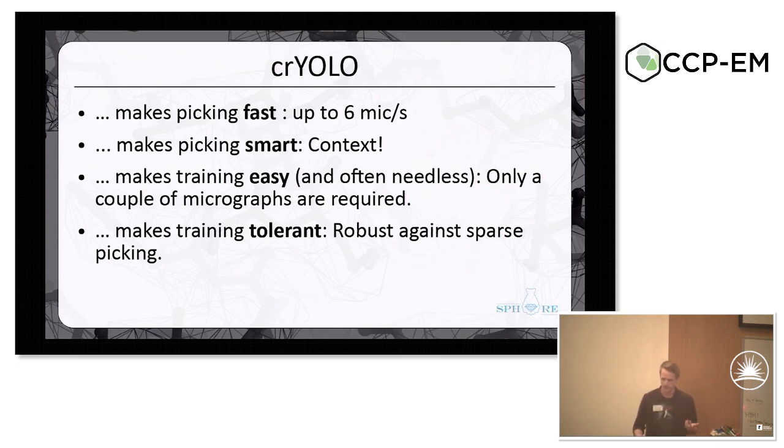To summarize, crYOLO is pretty fast. It picks up to 6 micrographs per second. It is pretty good in learning the context, because it always sees a complete micrograph. The training is fairly easy. You only need a couple of micrographs for training, and often it's needless. If you can use the general model, you don't need to train. And the training is tolerant against sparse picking. So if you're not sure in picking your particles, crYOLO doesn't care. It will hopefully still work.